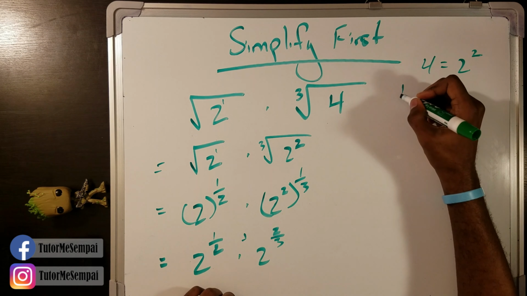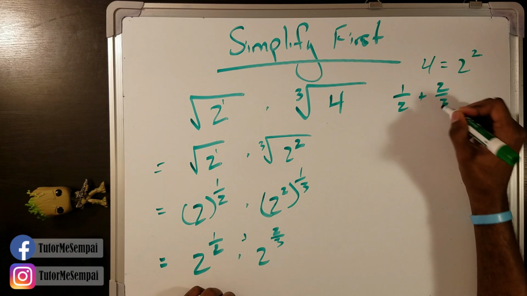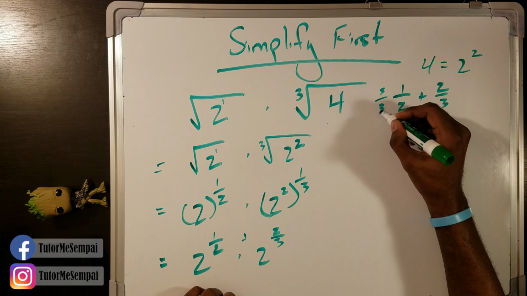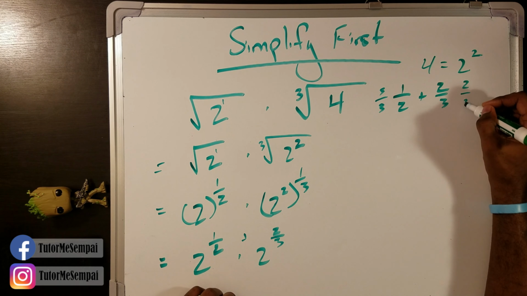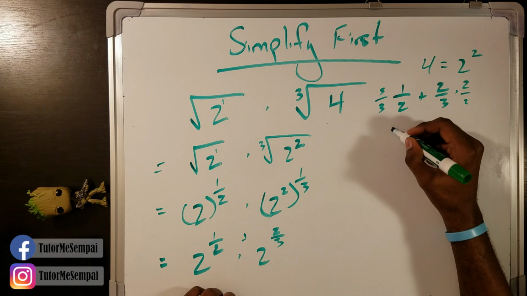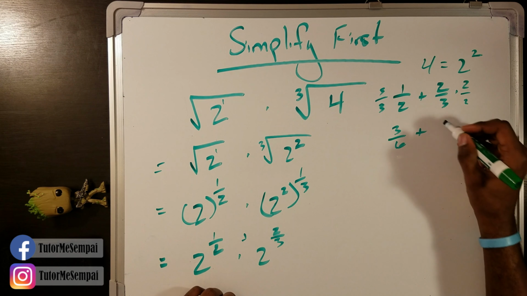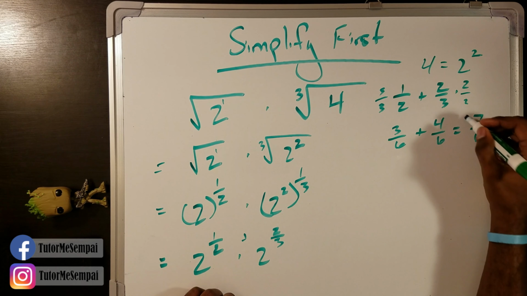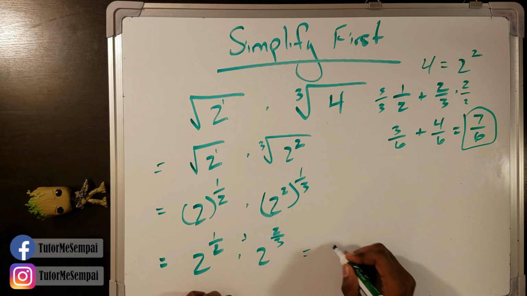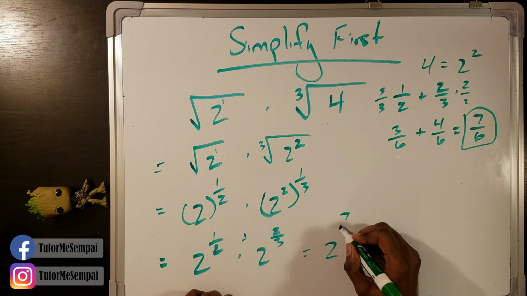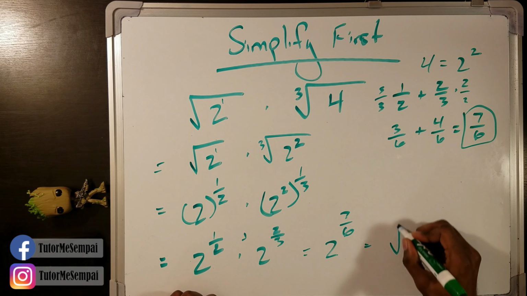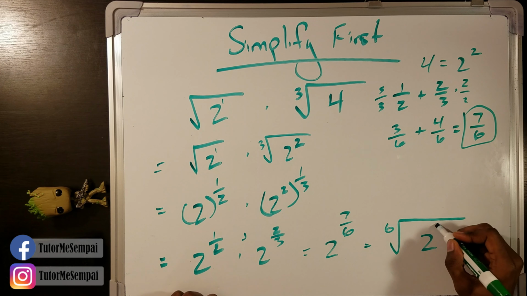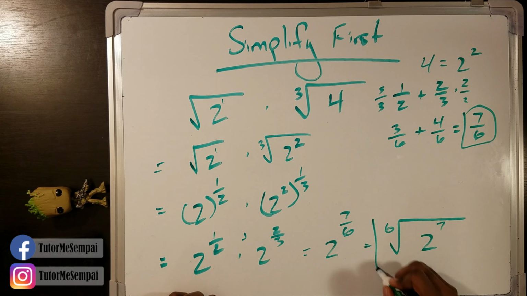We add across our exponents, 1/2 plus 2/3, and we're going to get a 3 top and bottom here. That's a 3, and a 2 top and bottom here. And that's going to give us 3 over 6 plus 4 over 6 gives us 7 over 6. So our new exponent is going to be 7 over 6. This is going to be 2 to the 7 over 6. We can rewrite this in radical form as a 2 in here, our 6 out here, and a 7 up here. This is our final answer.